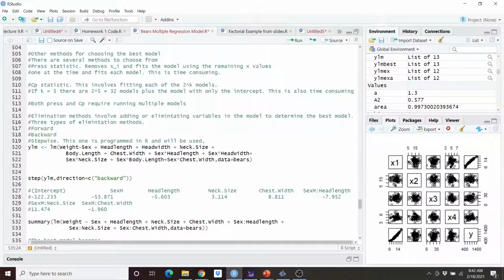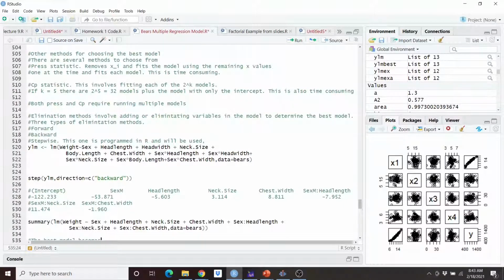Elimination methods, however, are another model selection method, and it involves either adding or eliminating variables to determine the best model. And there are 3 ways to do this. In the forward elimination method, one begins with only the intercept included in the model. So we have y equals beta 0 plus epsilon, and find the best fitting regression model by adding one variable at a time. However, once a variable has been added to the model, it cannot be eliminated.